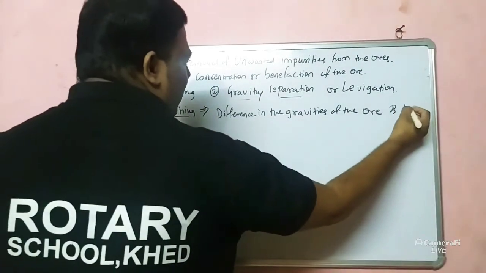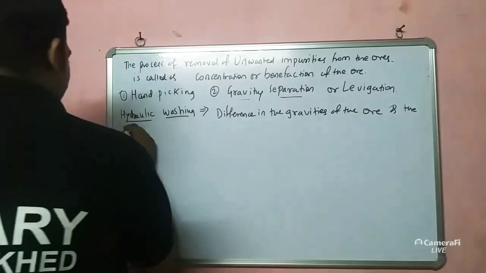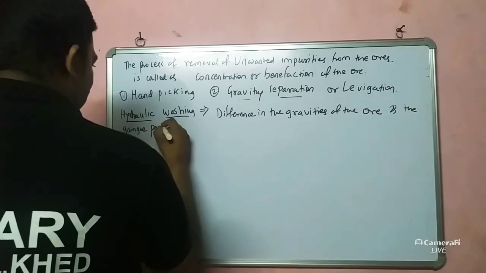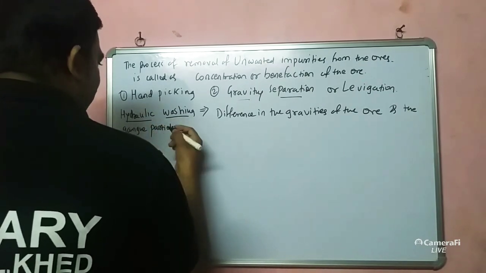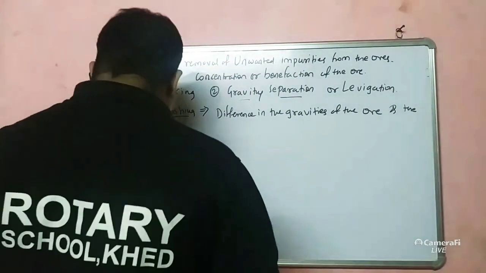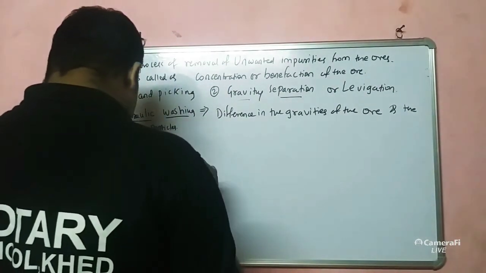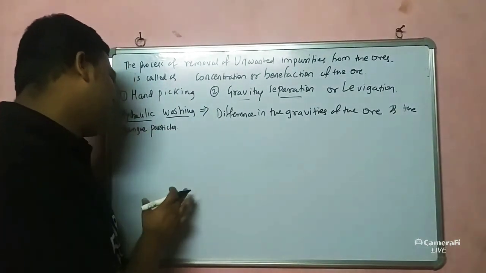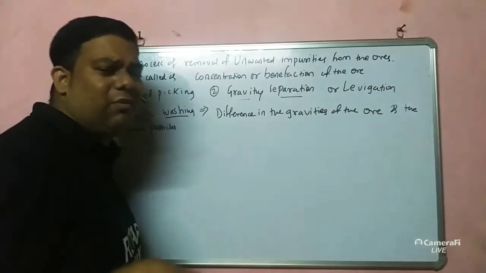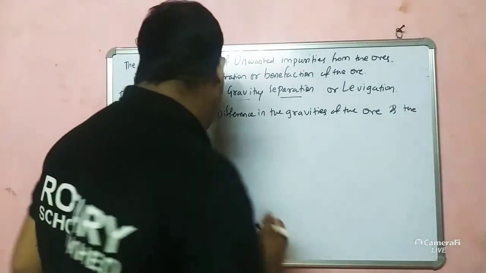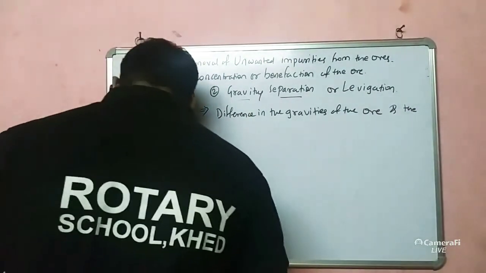And the gangue particles. As you know, gangue particles means impurities. So in this process, there is a difference in gravity of the ore and the gangue particles. Therefore, it is a type of gravity separation.